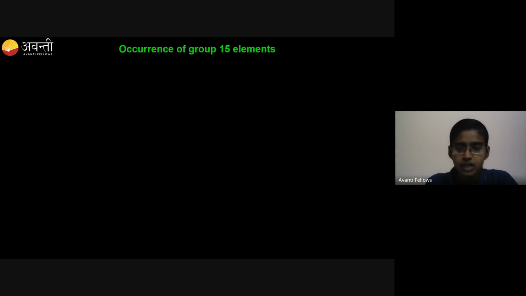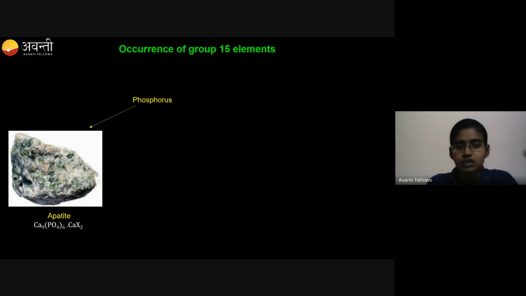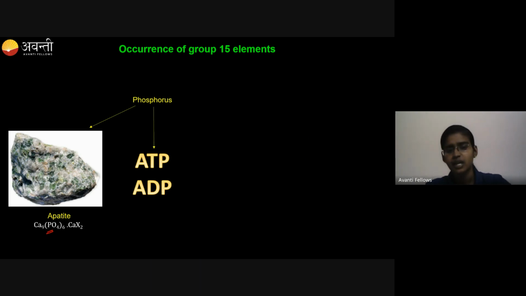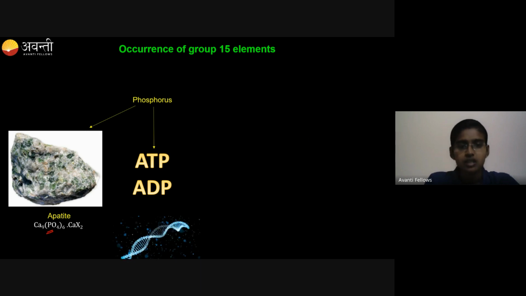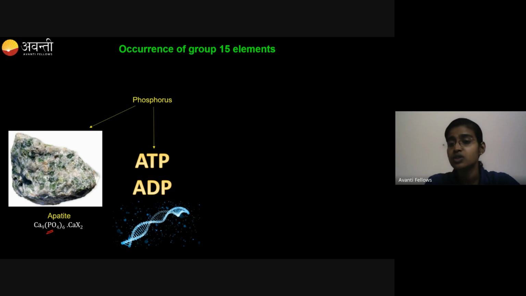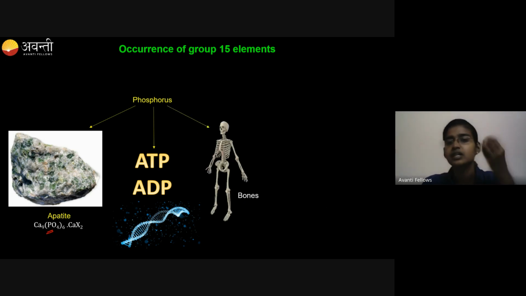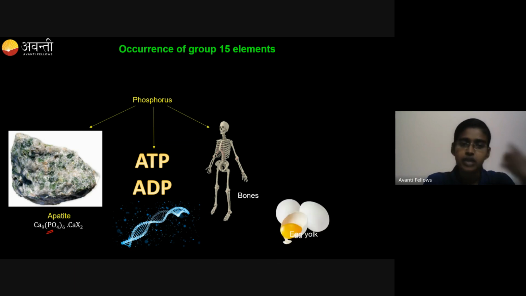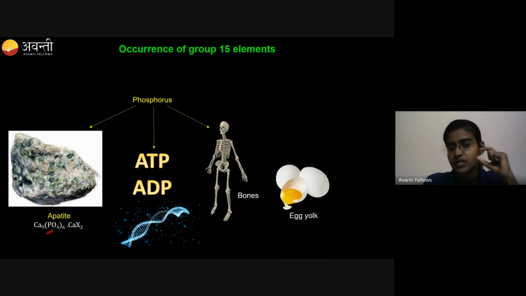Now coming to the second element, which is phosphorus. Phosphorus exists in its ore form. The ore of phosphorus is apatite, a calcium phosphate, calcium halide ore. In this ore, you can see phosphorus as one of the components. Okay. It is also present in ATP and ADP, adenosine triphosphate and adenosine diphosphate. Phosphorus is also present in our bones. And it is also there in egg yolk. A small amount of phosphorus is present in the egg yolk. Okay. So these are some of the occurrences of phosphorus.